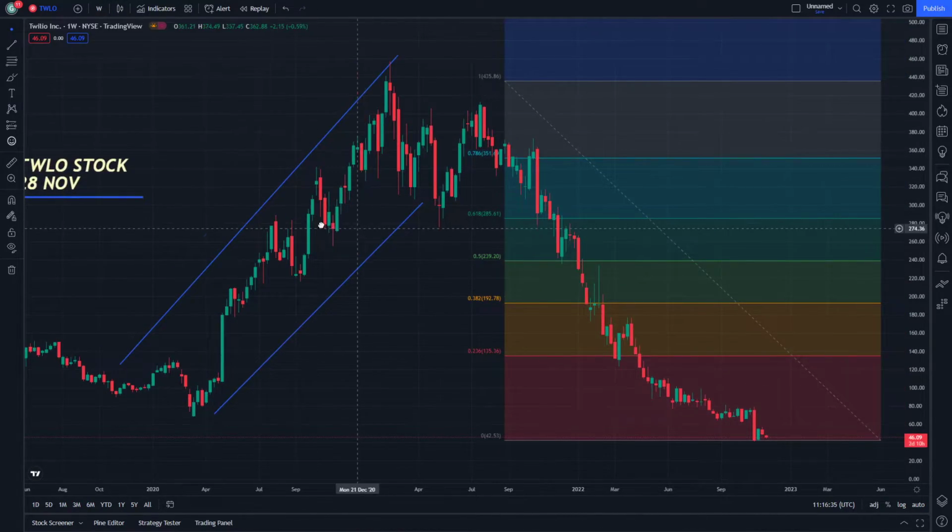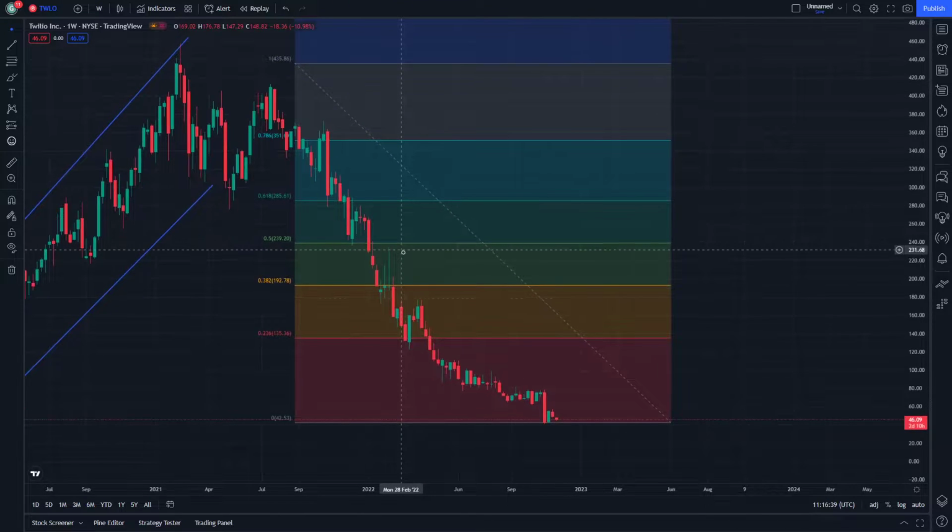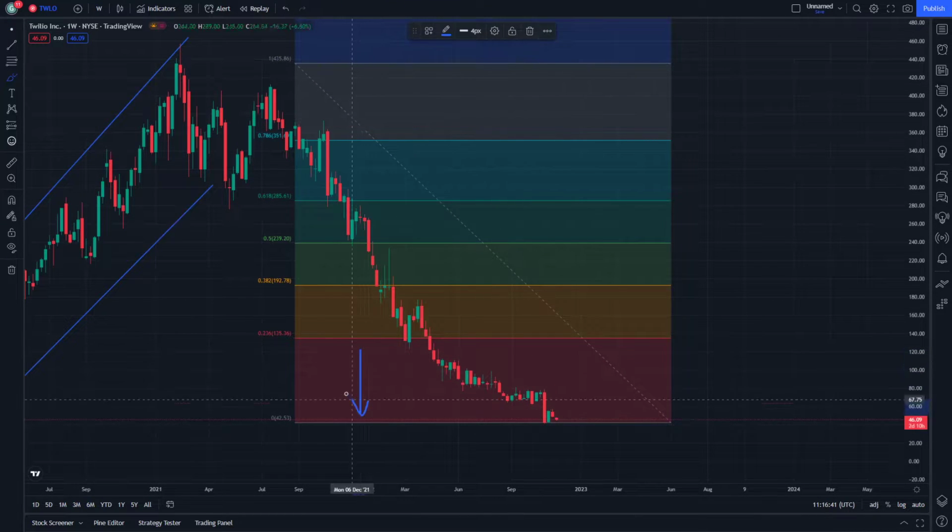So according to the Fibonacci retracement that we drew, it's going to give us the difference in value between this value and the difference between this level and this level and this level and this level. If we calculate that clearly, it's going to give us about maybe 85.